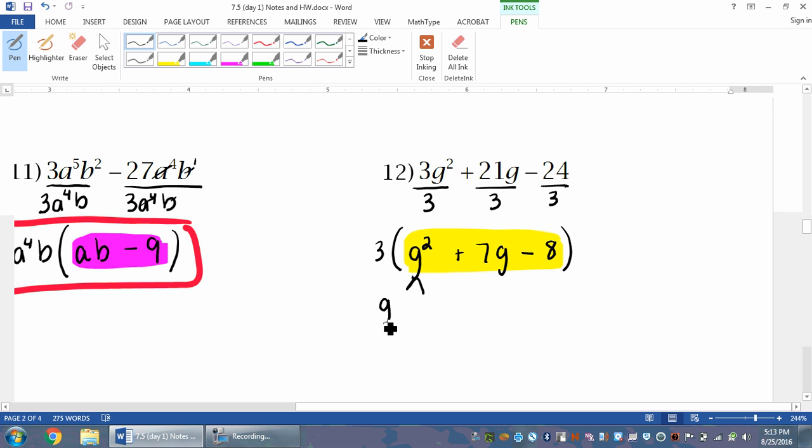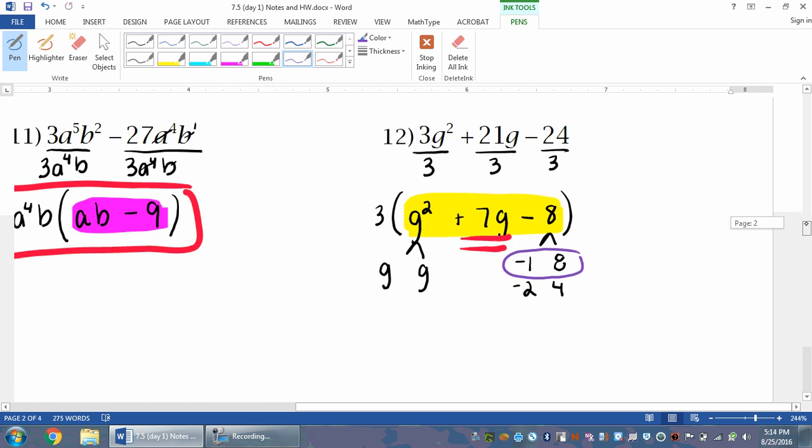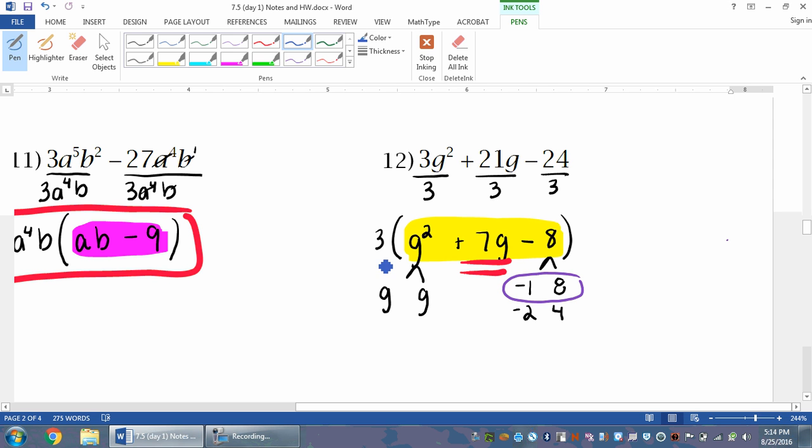G squared, g times g. Now everything that makes a -8. Remember, in order to make a negative number, we have a positive and a negative in each combination. So let's say -1 and 8, -2 and 4. Which of these combinations add to +7? -1 and +8. That's the combination. So here, again, don't forget to bring down that 3. And my factors are g minus 1 times g plus 8.